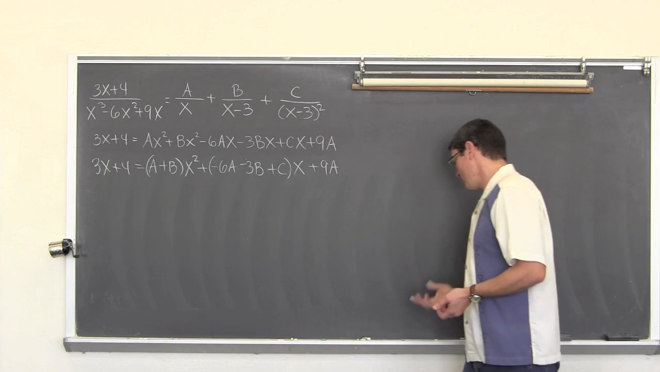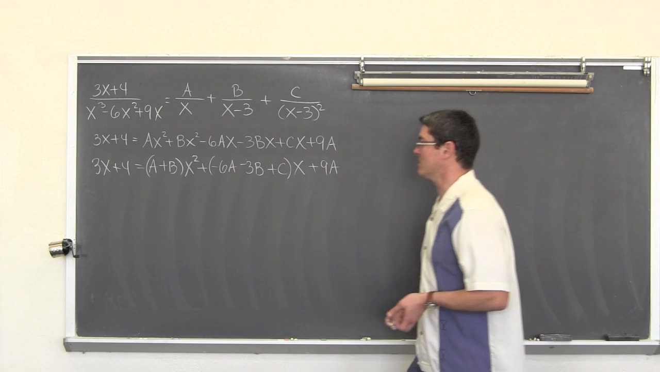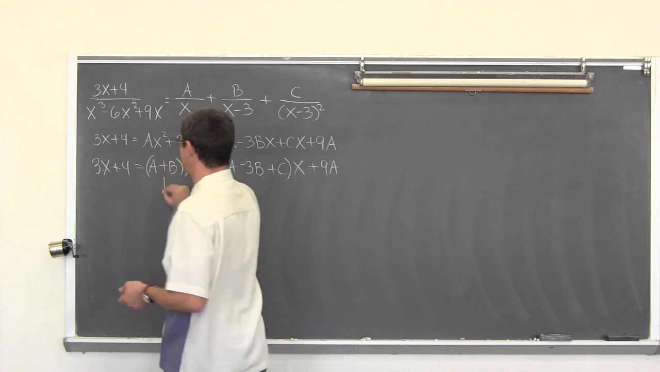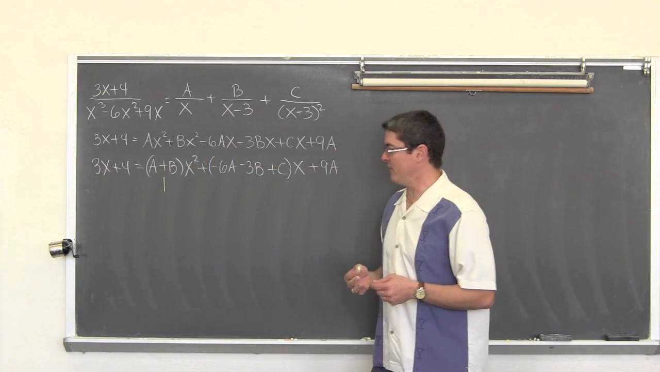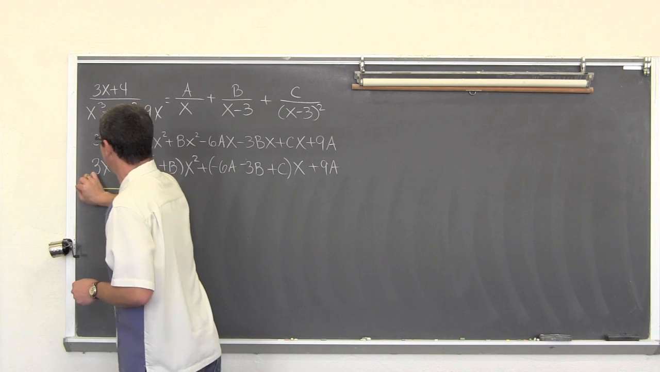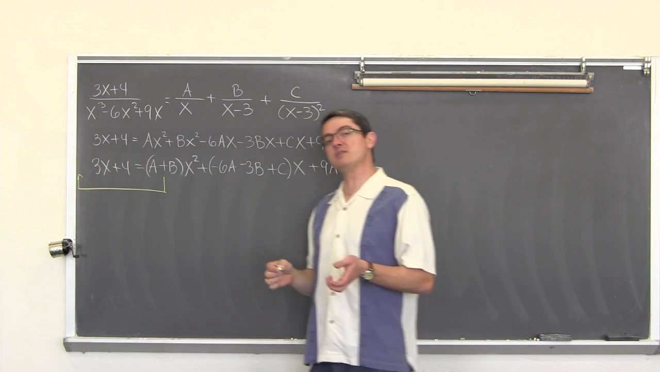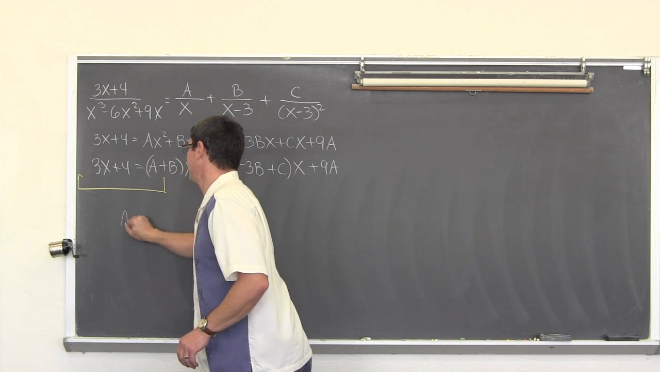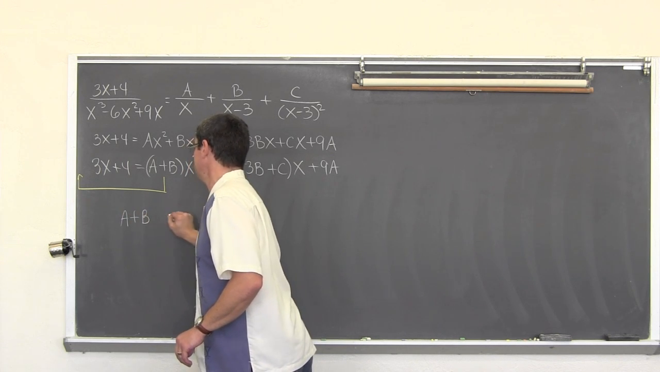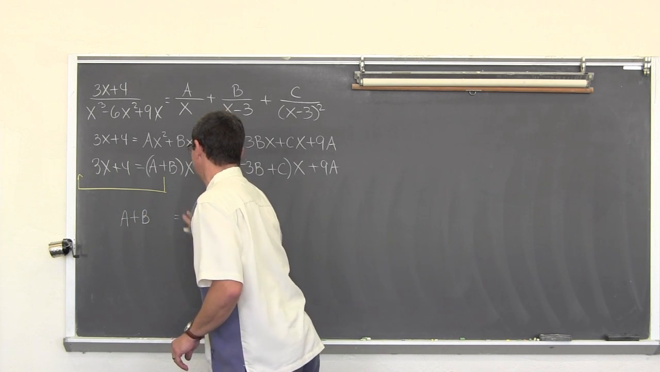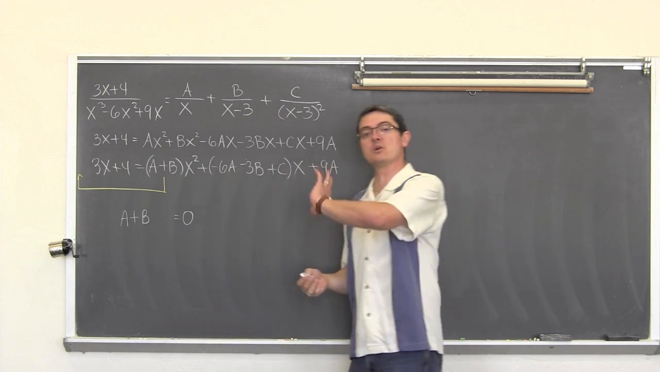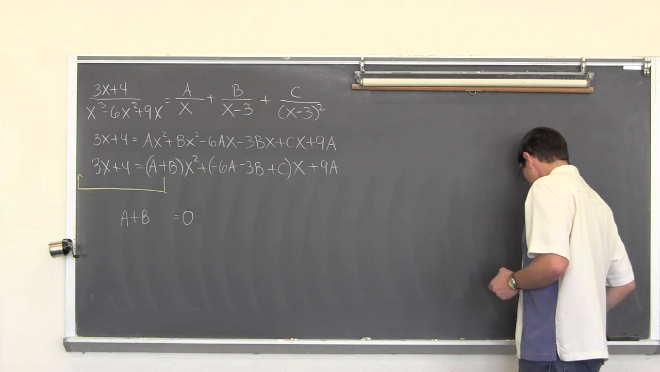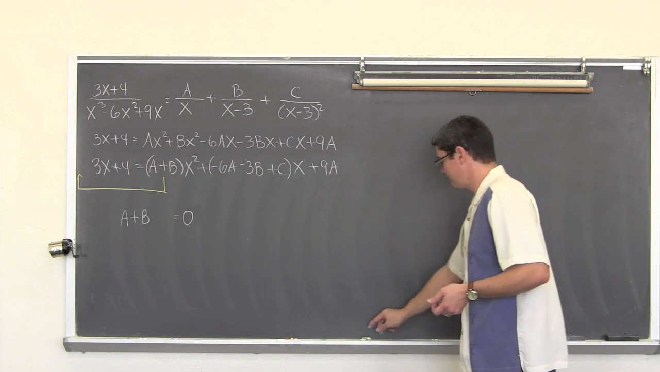Now we have to write a system of equations. Well, I have to match the x squared coefficient with the x squared that's on the left side, but there is none. So that means that we have a plus b equals 0, because there is no constant on the left-hand side, or no squared terms.